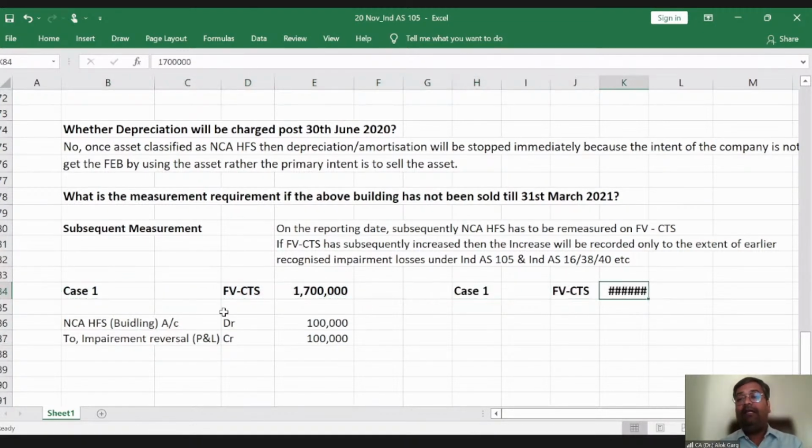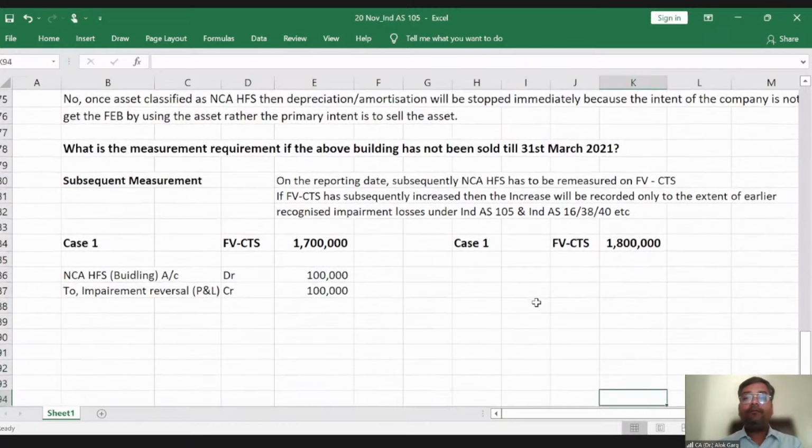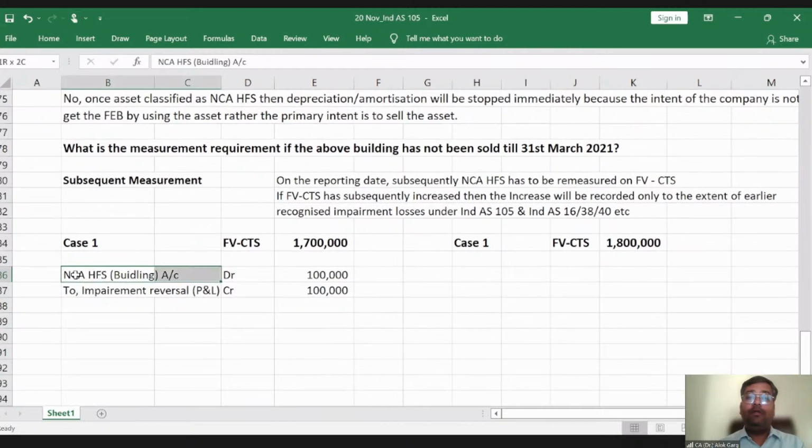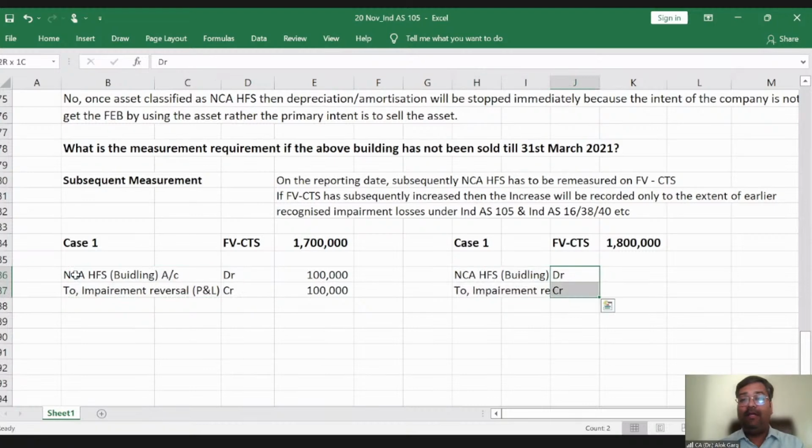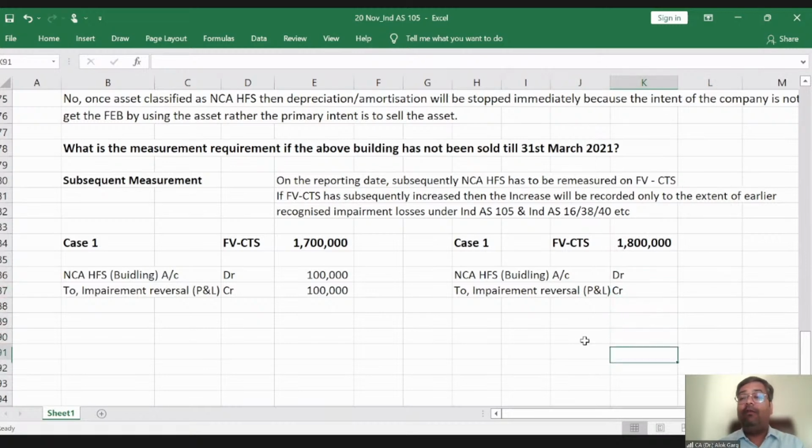Case 2. FV less CTS is 18 lakhs. It has increased by 2 lakhs. Let's say instead of 17 lakh, it is 18 lakhs. Now what will happen? Of course, NCHFS building account will be debited. Your impairment loss will be credited. So this will be there, right? But the question is, by how much amount? What will be the amount?